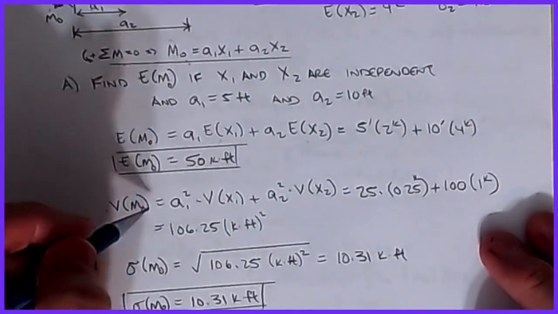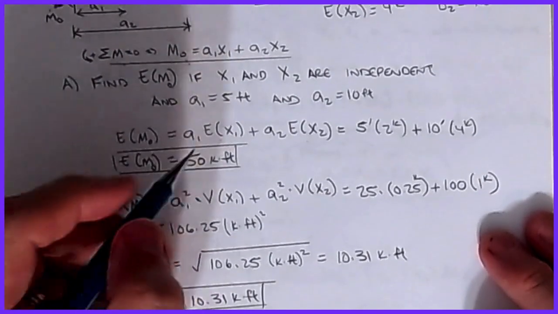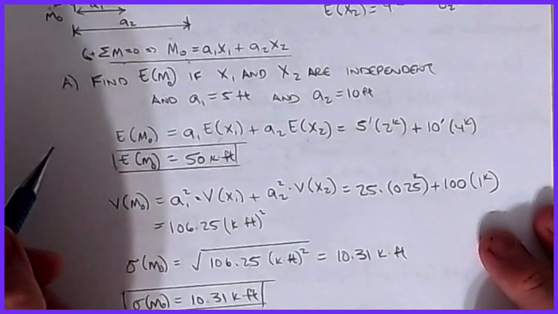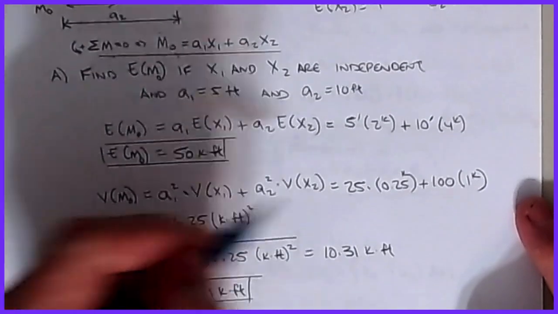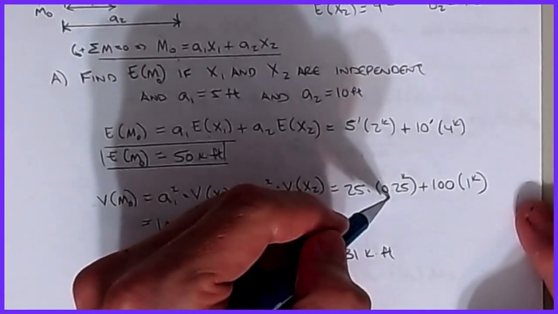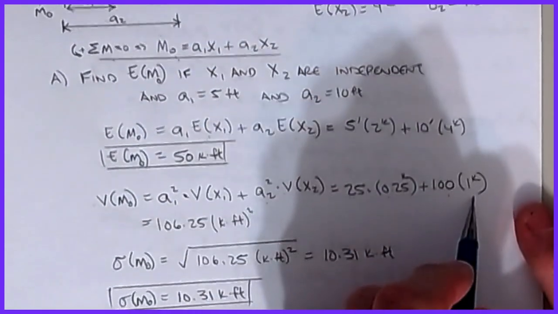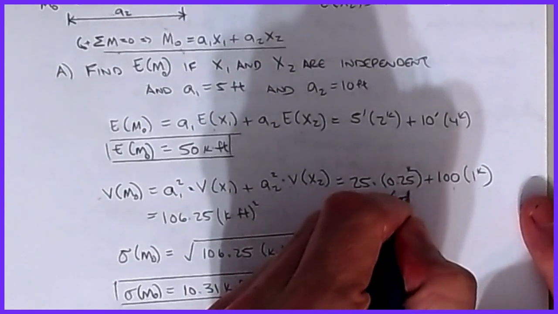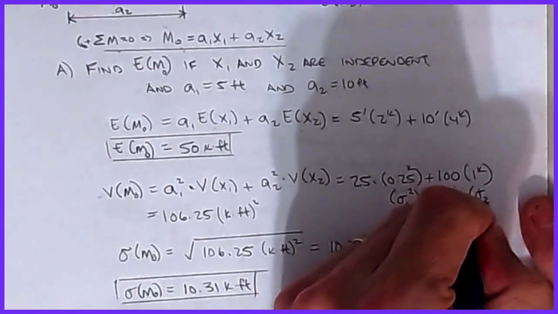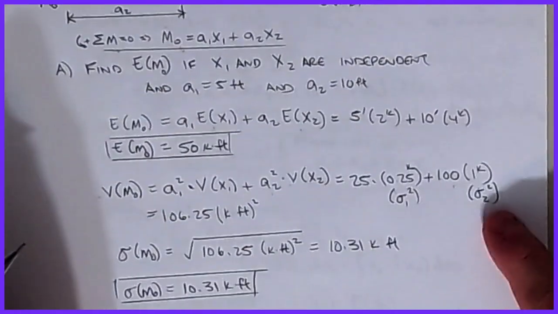All right, so the variance of our moment is going to be a1 squared times the variance of x1 plus a2 squared times the variance of x2. So a1 was 5, so that's 25 when you square it, multiplied by the variance of 0.5 squared, so that's 0.25. Plus a2 was 10 squared, and the variance of x2 was 1. And again, that's all coming from the values that we had up here for our standard deviation. Again, this is sigma 1 squared, and this is sigma 2 squared. Those are variances.